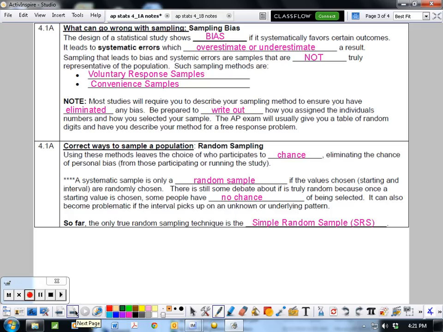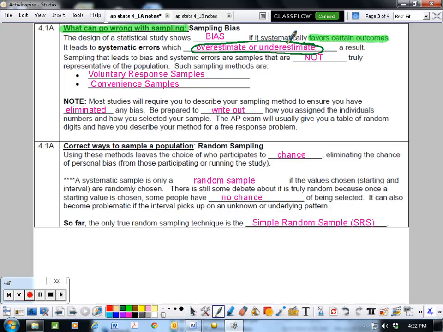So now here's the big thing. What can go wrong? And when things go wrong, we call it sampling bias. So we're looking at sampling bias, and a statistical study is going to show bias if it systematically favors certain outcomes. So over and over and over, we're getting results that are not truly accurate of our population. And so that's going to be a bias. And when we're looking at bias, we're always looking at, is it going to overestimate or underestimate a certain result? Am I overestimating the number of people who want a pool at Colony High School? Or am I underestimating based on the way I sample?